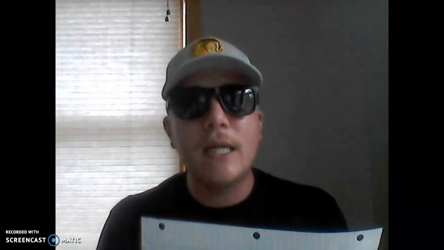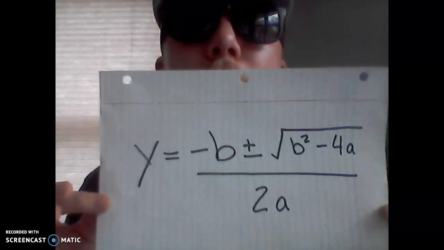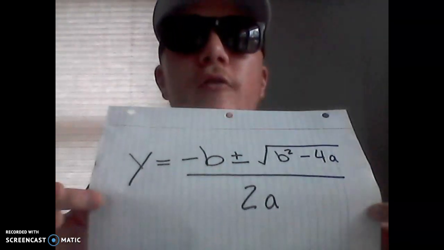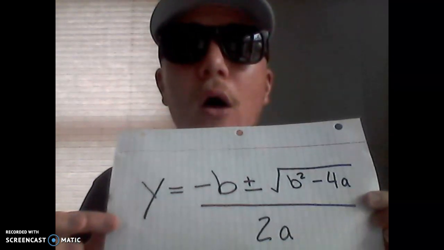I'm saying y is equal to negative b plus or minus the square root of b squared minus 4ac all over 2a.